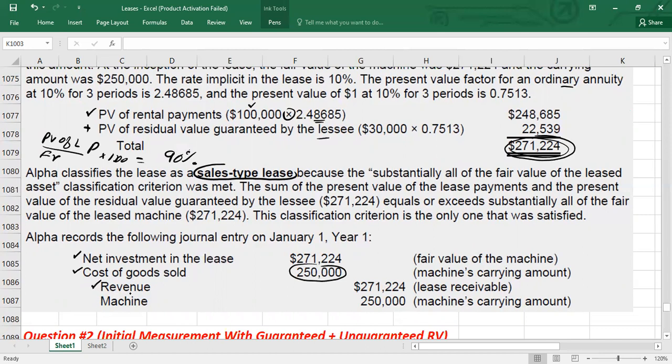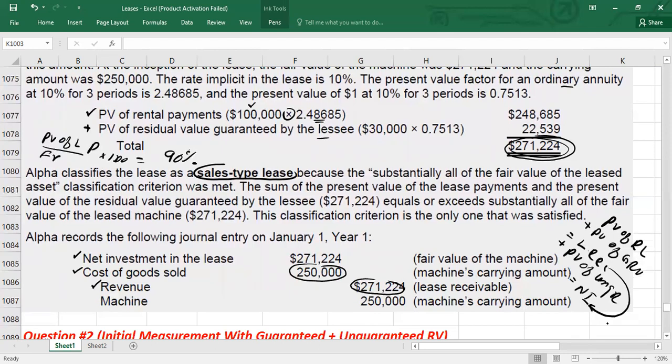Then you will credit revenue. Revenue is always with the lease receivables. In this question, as I told you, the present value of lease rentals plus the present value of the guaranteed residual value by the lessee is called the lease receivable. Here I would add the present value of unguaranteed residual value, which is not here. It means the receivable will be equal to the net investment in this scenario, because I don't have any unguaranteed residual value. So I will credit the revenue with the lease receivables always, and I will credit the machine with the carrying value, which is given above in the question as 250,000. This is your initial measurement.